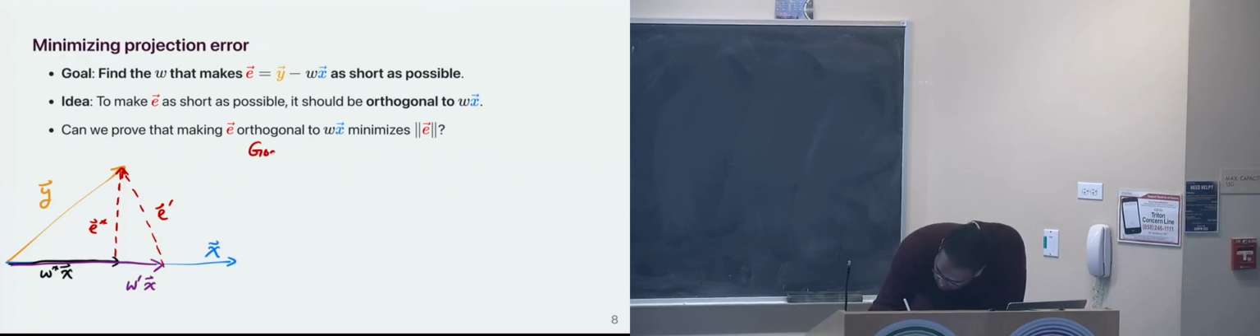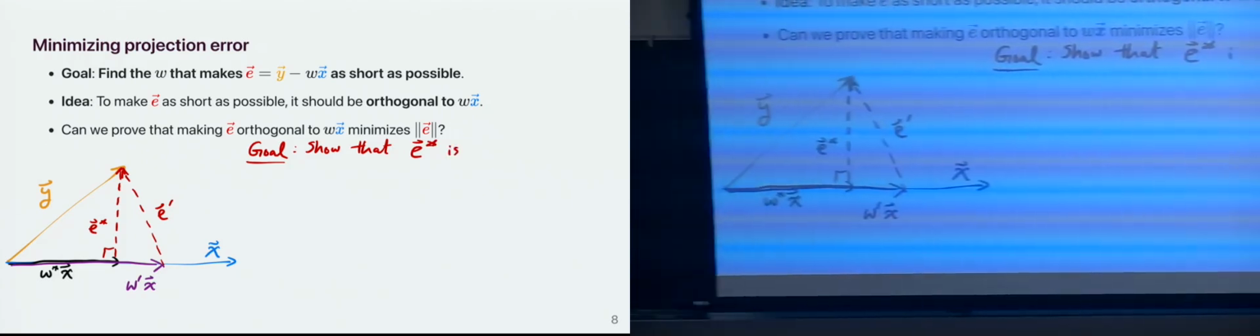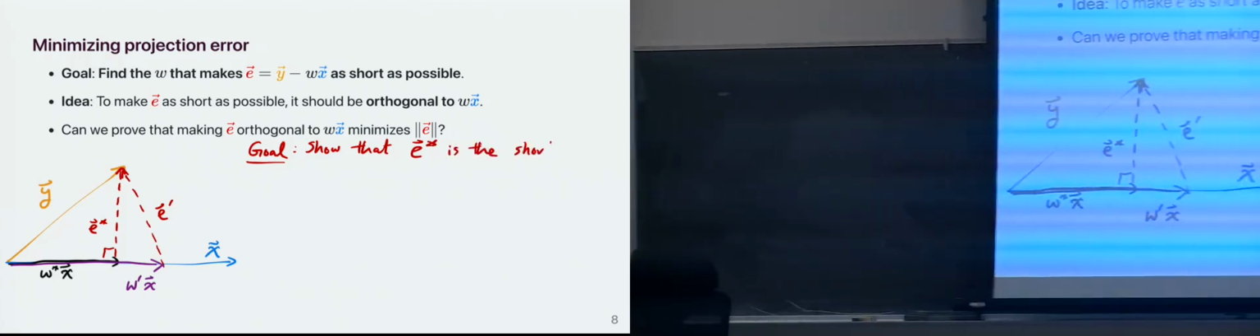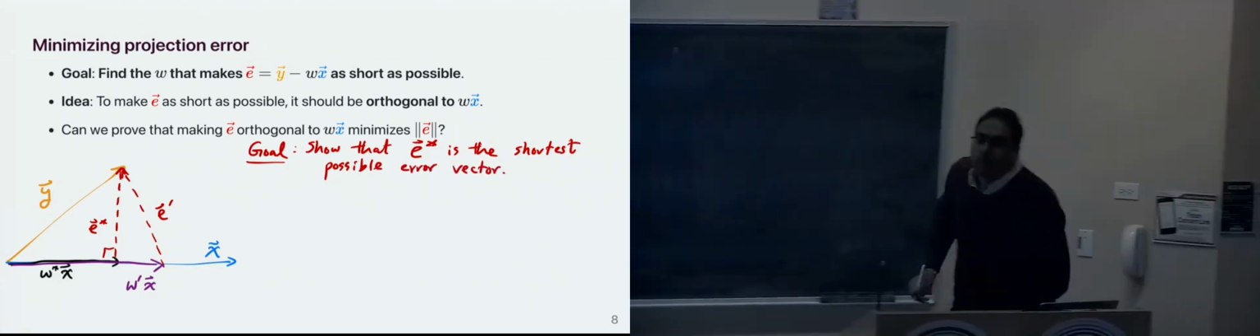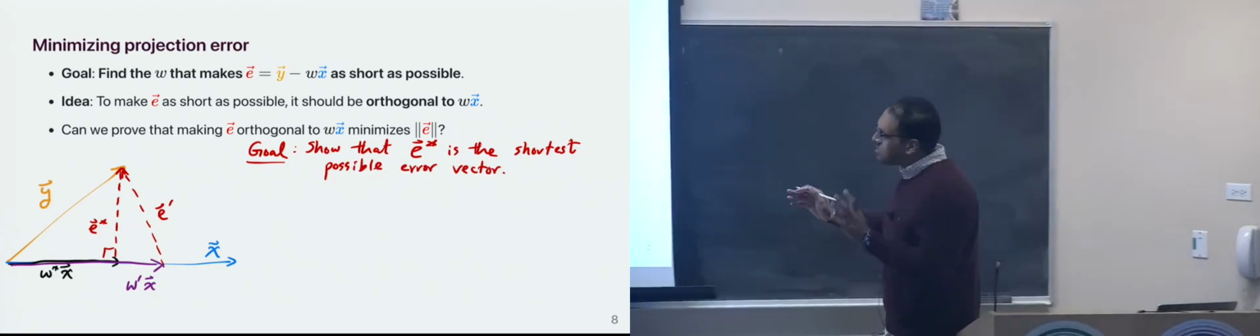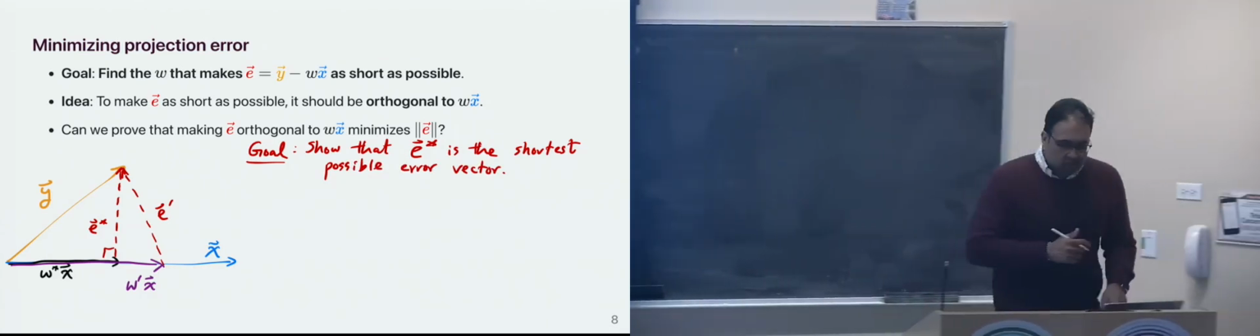And my goal is to show that this is a right angle, E star of X. E star is the shortest possible error vector. That's my goal. Haven't yet done it, but that's my goal. All right, and here's how I'm going to try and prove that.